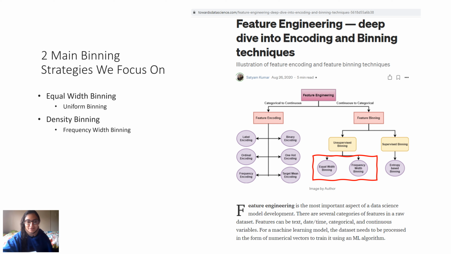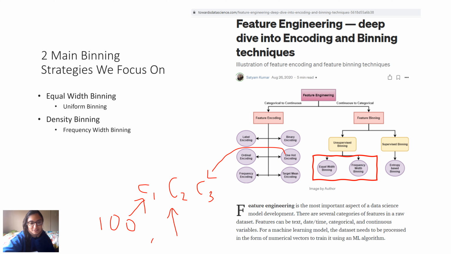So here I want to talk about feature engineering, a deep dive into encoding and binning techniques. When we're using machine learning models, for instance, we can do feature engineering, where we can do feature encoding, going from categorical to continuous encoding as well. One-hot encoding is very popular for neural networks. If you have multiple classes, like 3 classes C1, C2, and C3, then the way you would encode class 1 would be 1, 0, 0. For class 2, you would say it's 0, 1, 0. And then class 3 would be 0, 0, 1. So that would be one-hot encoding.